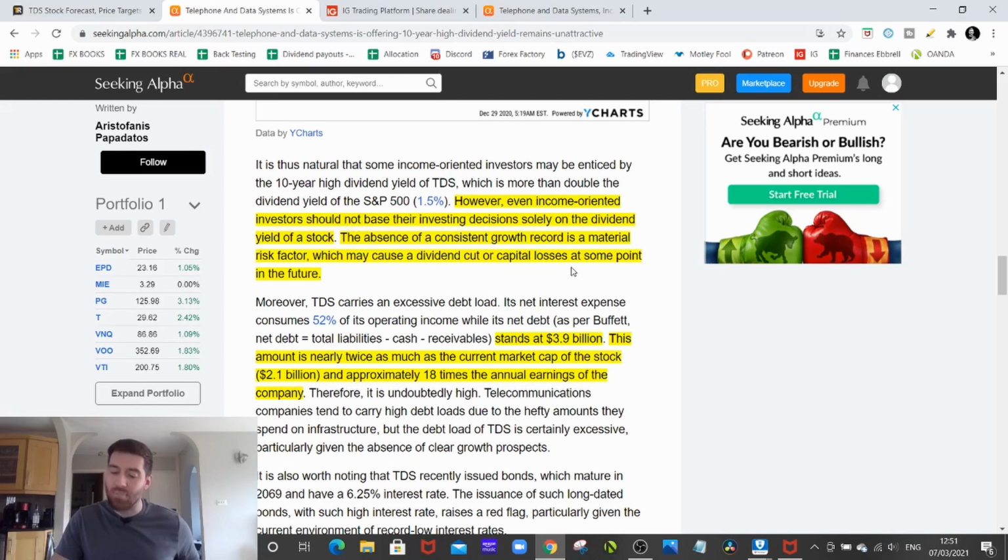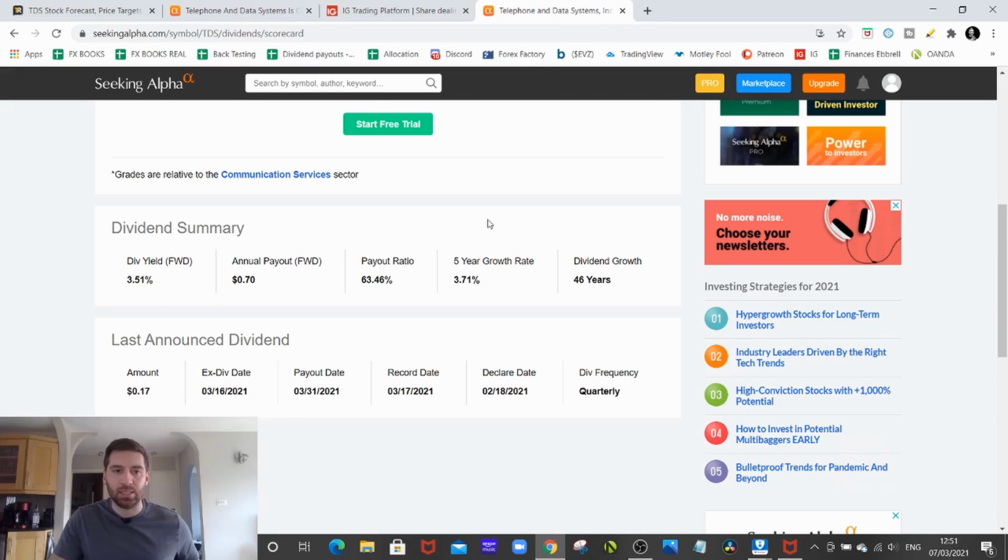Capital losses, maybe. A dividend cut, I don't think I do agree with that. If we have a look here at Seeking Alpha, first of all, we've grown the dividend 46 years. So they're obviously doing something right. They know how to give back capital to their investors. They've been doing it for 46 years. They've got no reason to do anything different.